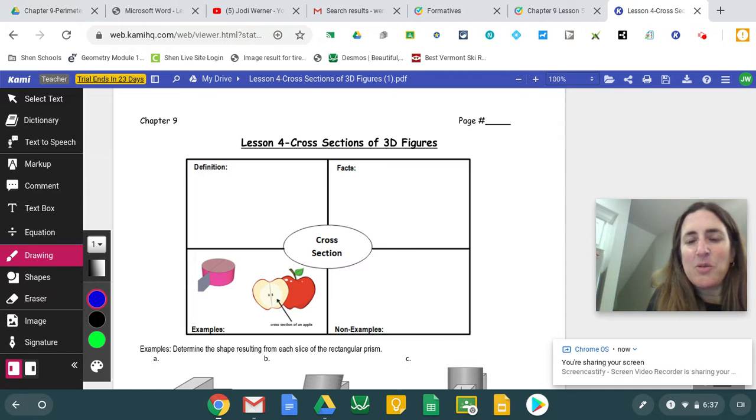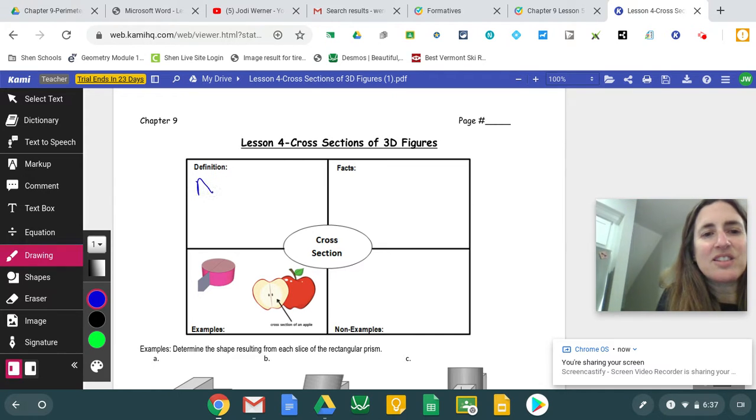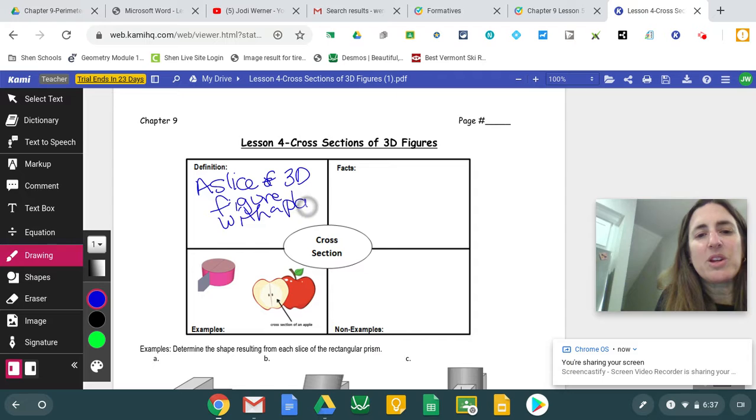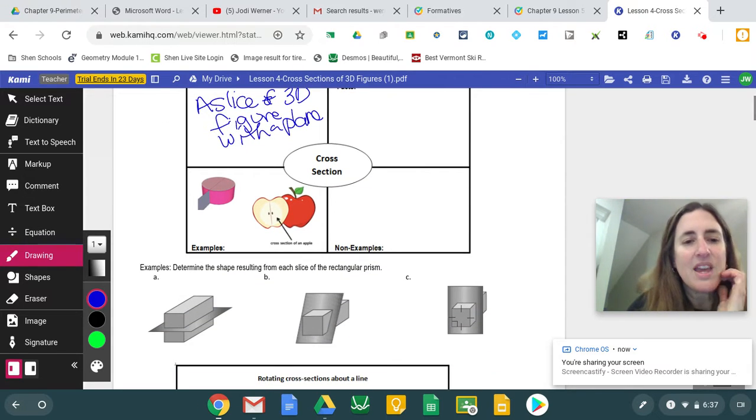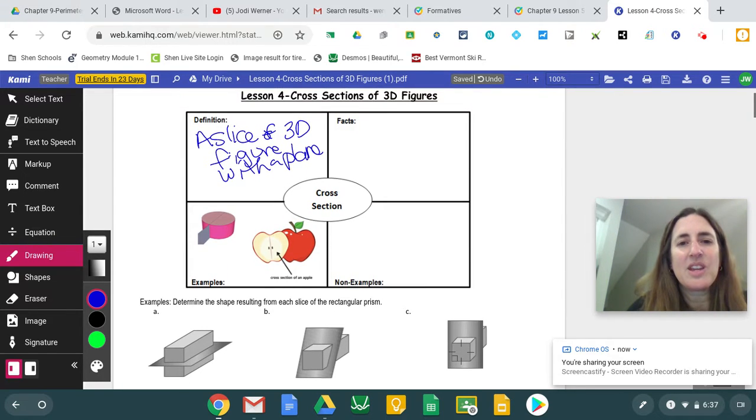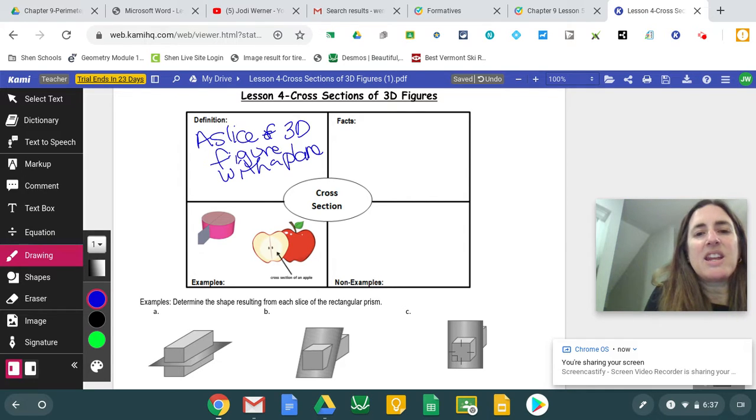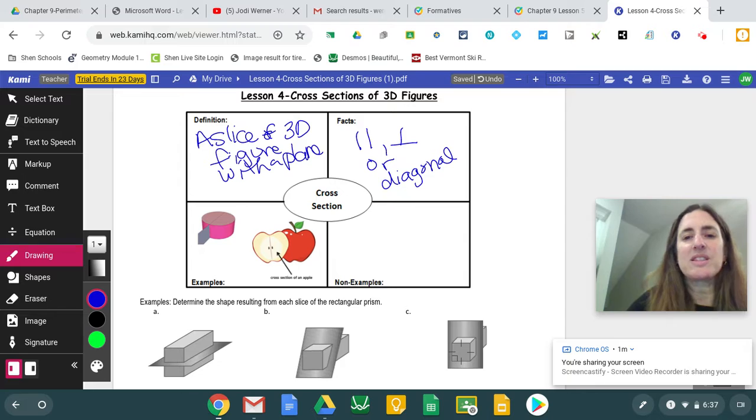Okay, so here's what we've got. First of all, what is a cross section? That is just a slice of a 3D figure with a plane. If you look down below here, these 3D figures have been sliced with a single plane that's gone through them. Fun fact, they can be taken parallel, perpendicular, or diagonal to its bases.